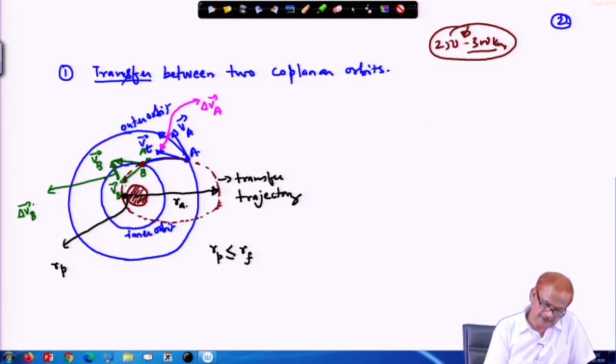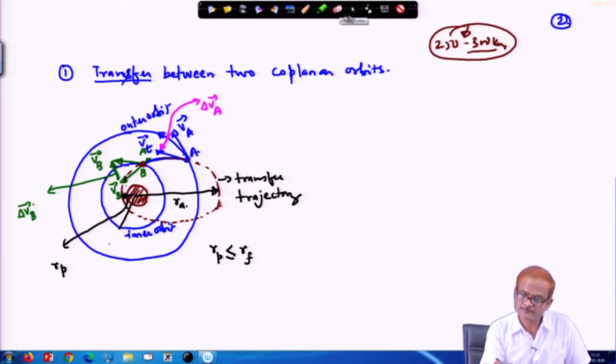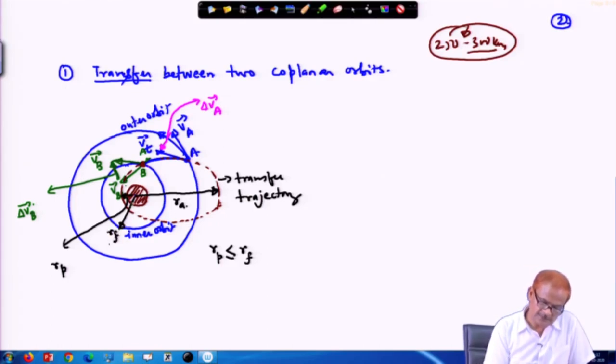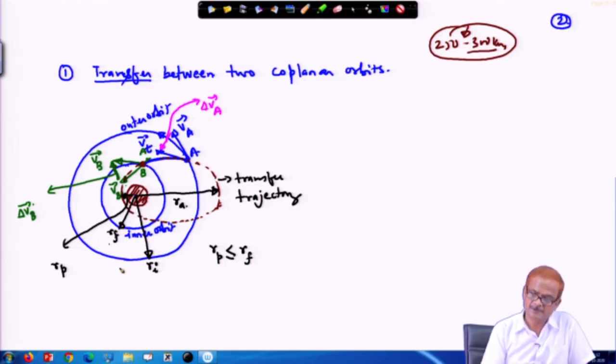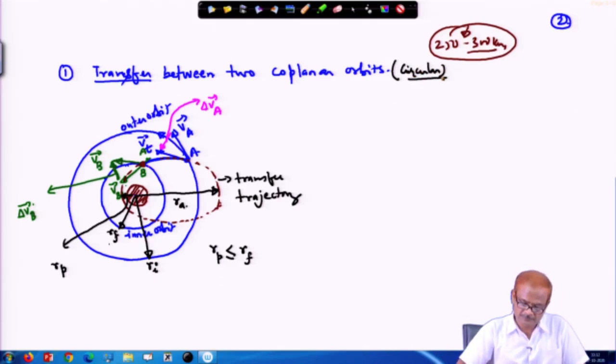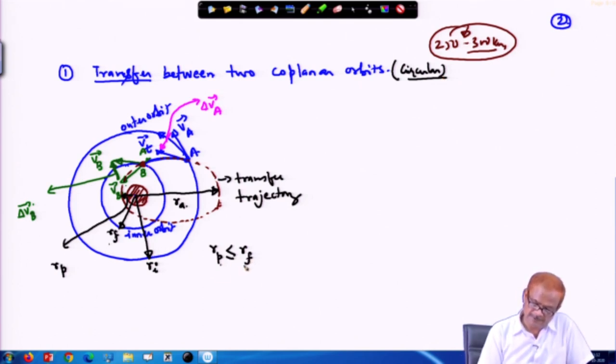So, what is r final? R final is this radius, this is your r f, and what is r I? This is r I, the initial orbit radius, and this is the final orbit radius, and both are circular, let us say. For convenience, just assume it is circular. So, r perigee will be less than r f and r apogee will be greater than r I.